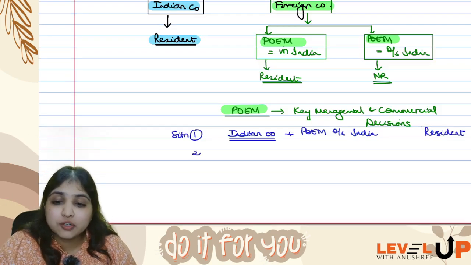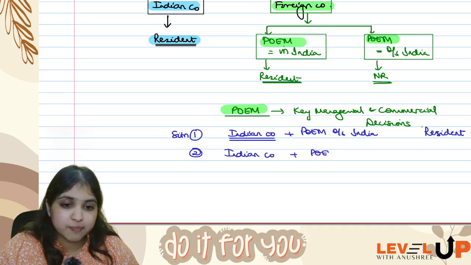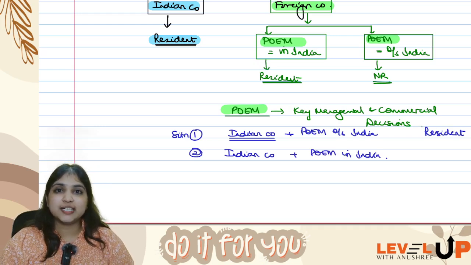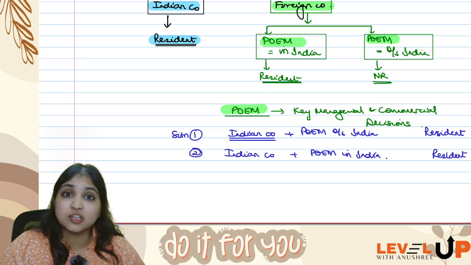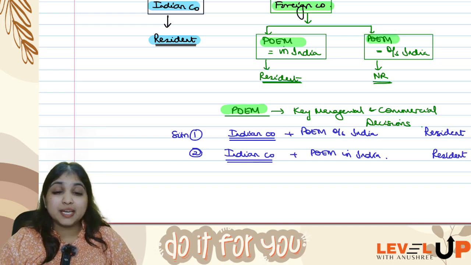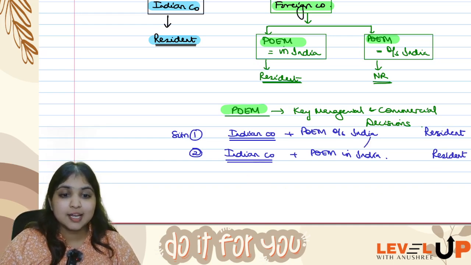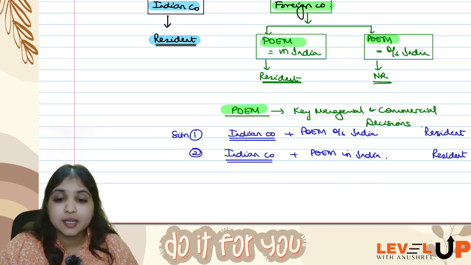Okay. Coming to the second situation now. I have an Indian company, but this time its place of effective management happens to be in India. Now, what is the residential status of the company? Again, the company is a resident. What is your decision making criteria? It is an Indian company. If it's an Indian company, it by default becomes a resident. Where is the place of effective management? That is irrelevant for me.